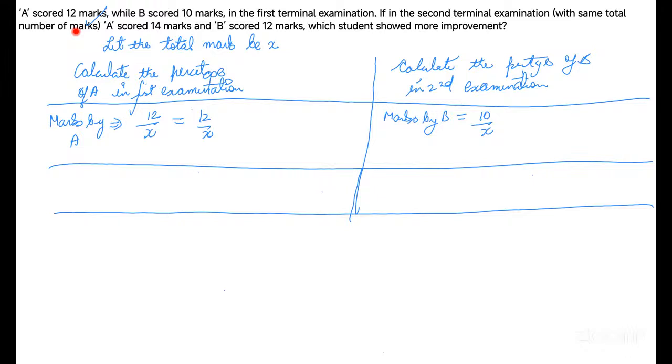So, what is this question? This question is saying that A gets 12 marks in the first examination, B got 10 marks in the first examination. Now we don't know the total marks, so I'm taking the total marks as X. So it will become 12 upon X, because 12 is the marks he gets, and X can be any number. It can be 15, it can be 20. You can take these numbers, but it's not ethical to take any number, because variable means a variable should be there.